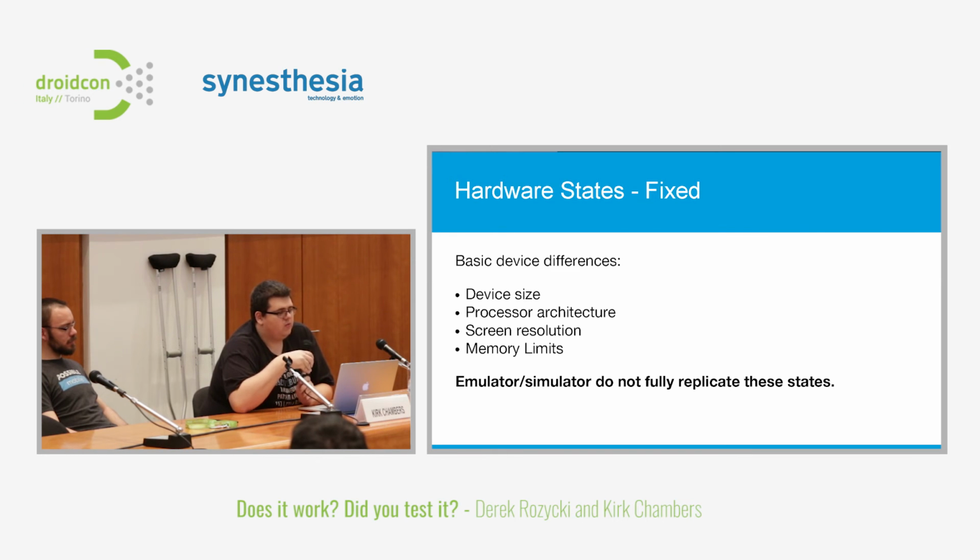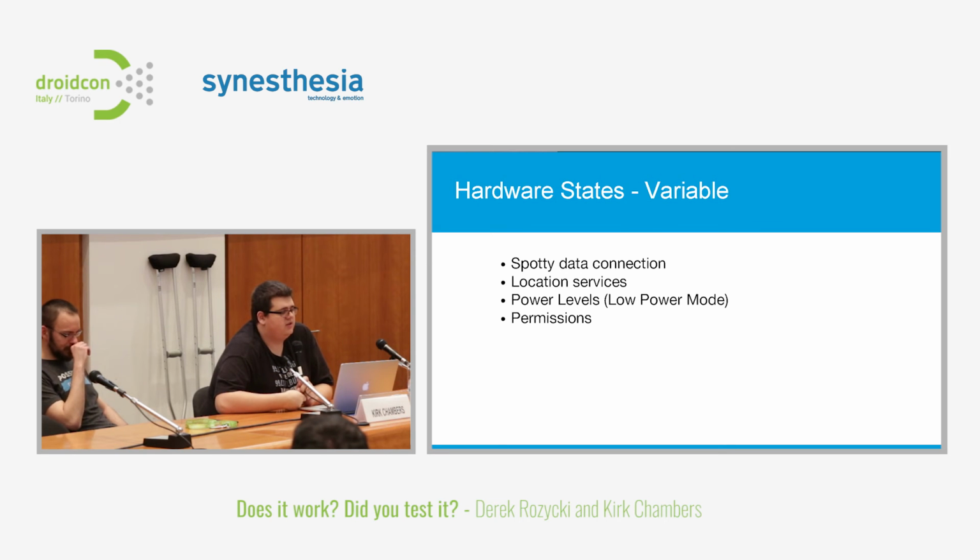And hardware states. So what if they have spotty network connection, no connection? Think about those types of things. Location services. What if you need network location, but they turn that permission off, or they turn the location off? What happens to your app? What if the user puts their app in a low power mode? How does your app behave?